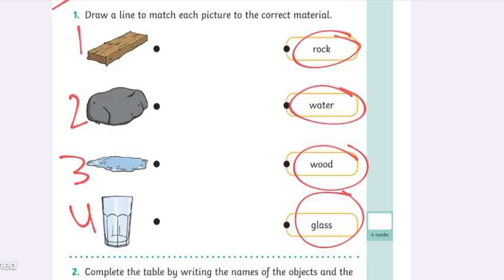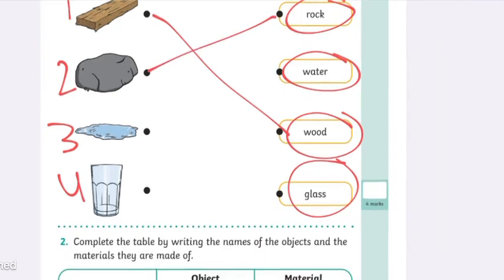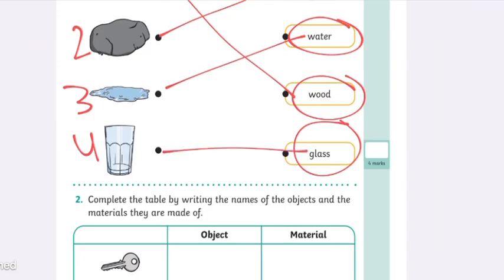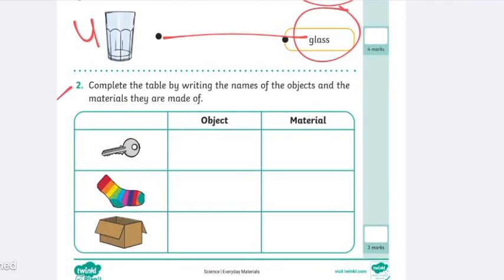So number 1 is which material? Wood. Number 2. Rock. Number 3. Number 4. Glass. After this, he's still asking about objects and materials. So complete the table by writing the names of the objects and the materials also.